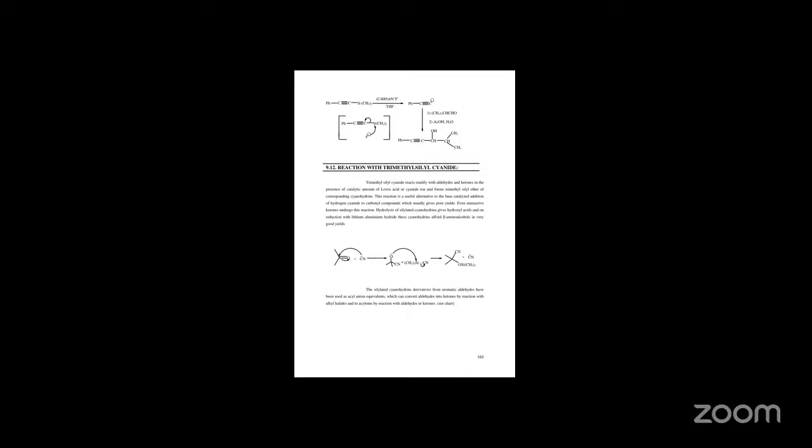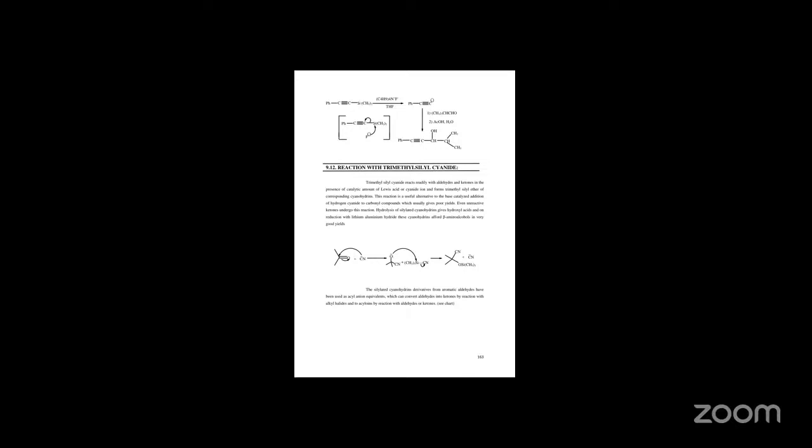This alkoxide anion reacts with the trimethylsilyl cyanide, then gives the alpha-cyano O-trimethylsilyl compound.